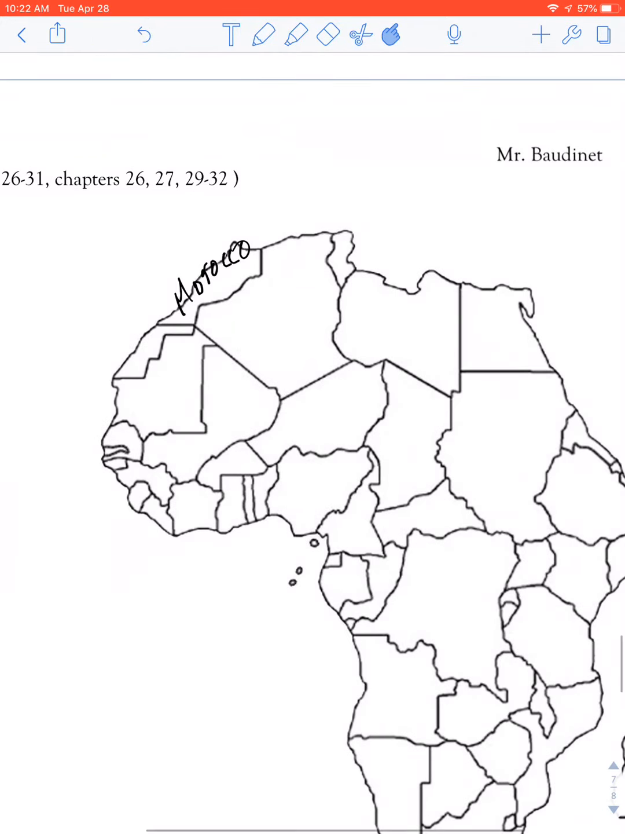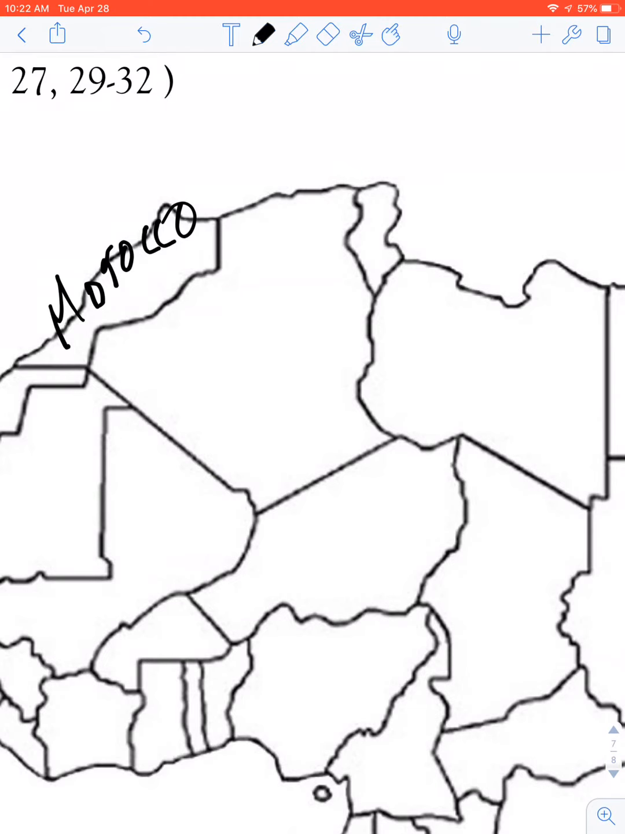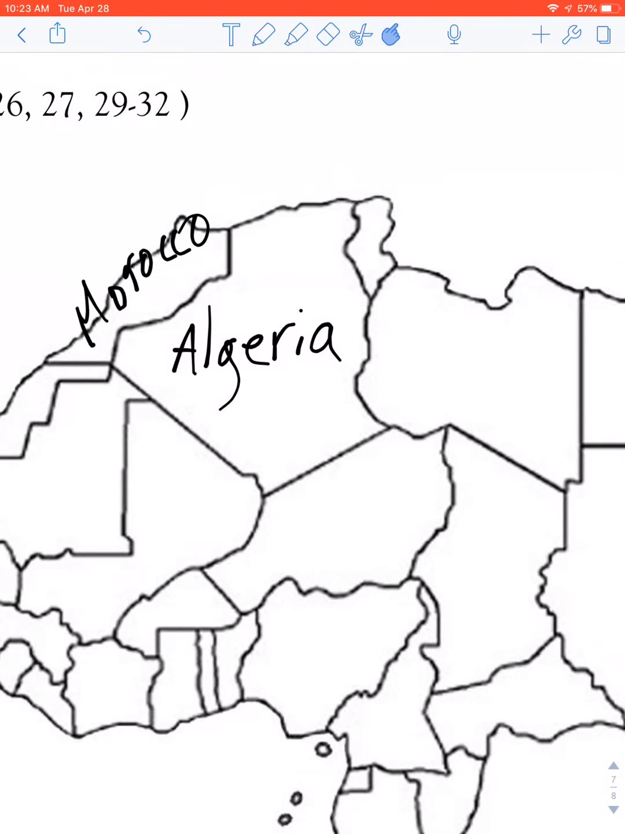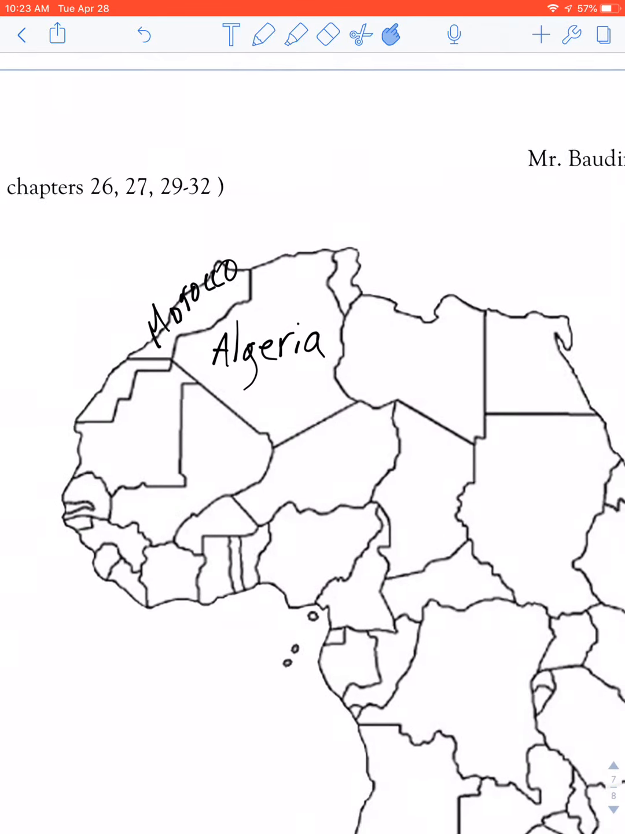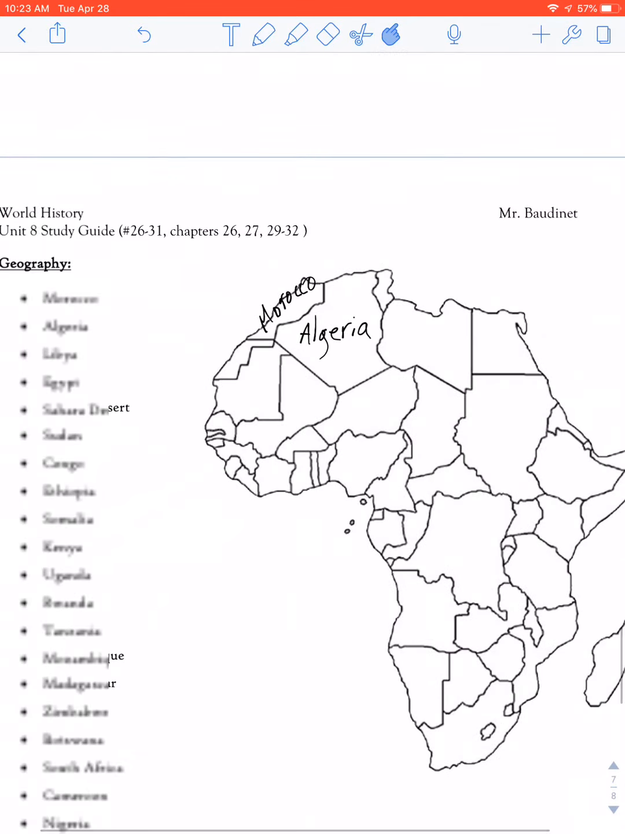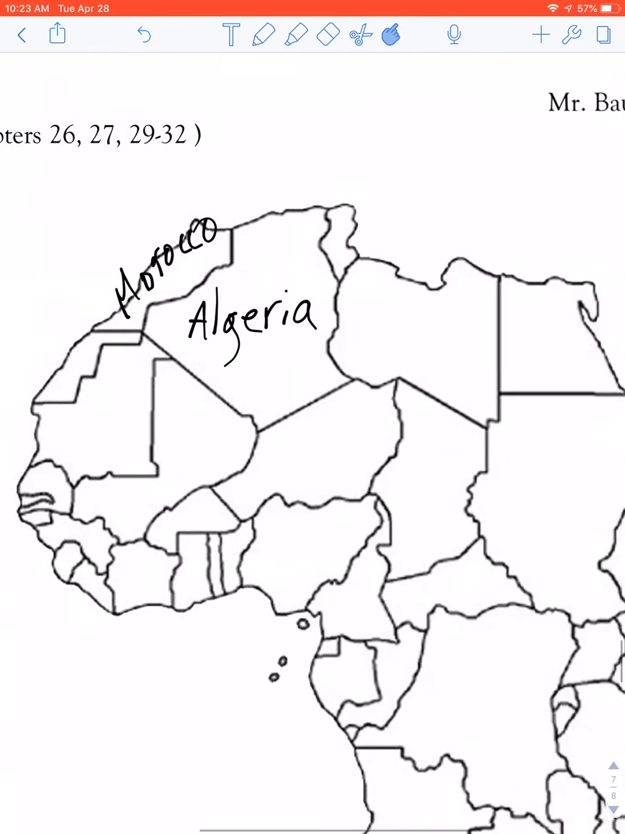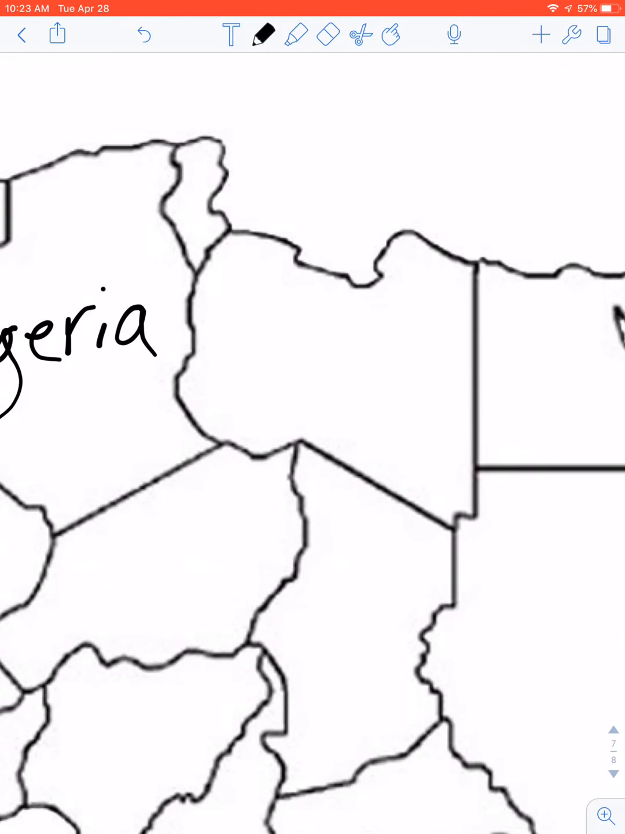Then we got Algeria right here, right next to it. Most of Algeria is the Sahara Desert. Algeria, it kind of looks like Izzy's last name. Isn't that funny? Very similar. Anyways, then we got Libya right next to it, kind of. Libya.